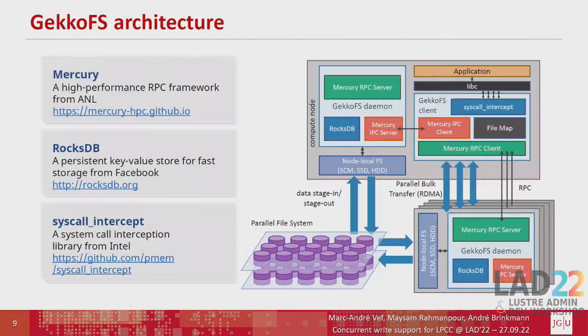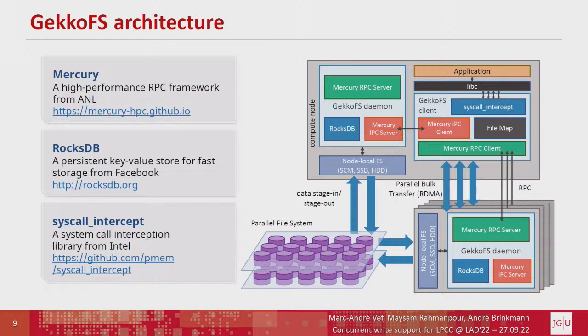So to give you a quick look at the architecture that we have built, this is important later to understand how that works. Basically the application is just normally using the libc library for all its I/O calls, and then we intercept these I/O calls with LD_PRELOAD. But not the normal LD_PRELOAD: we do it with a system call interception library from Intel, so that we only really intercept the system calls and not fwrite, for example.